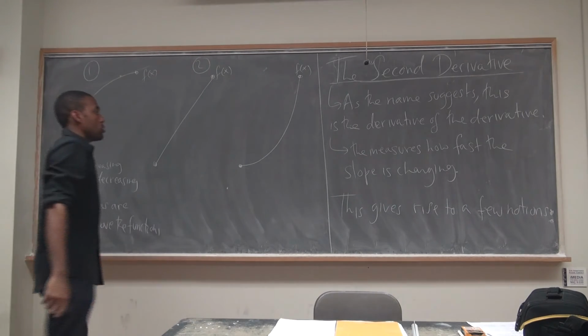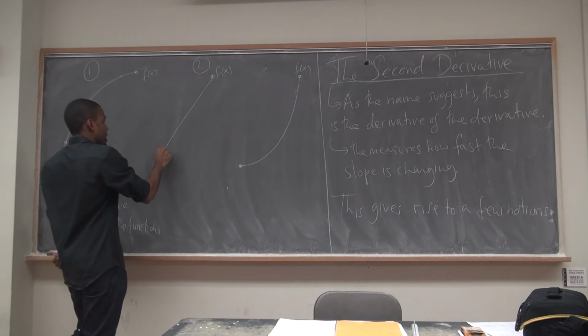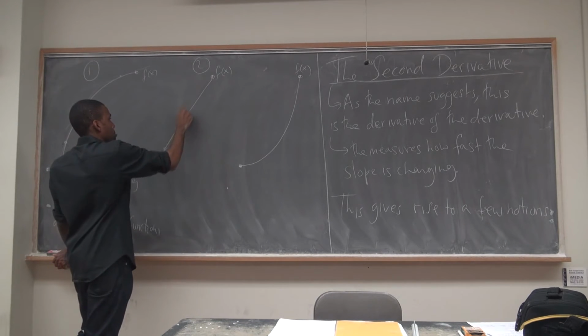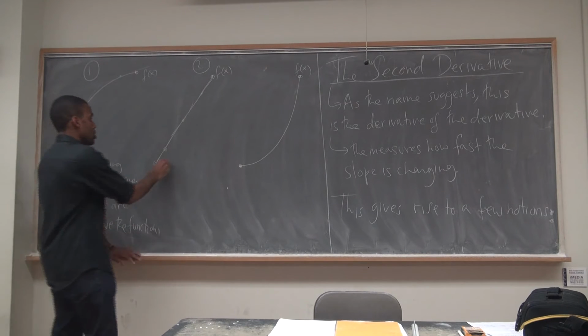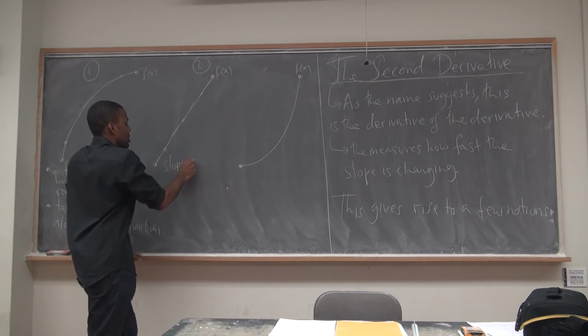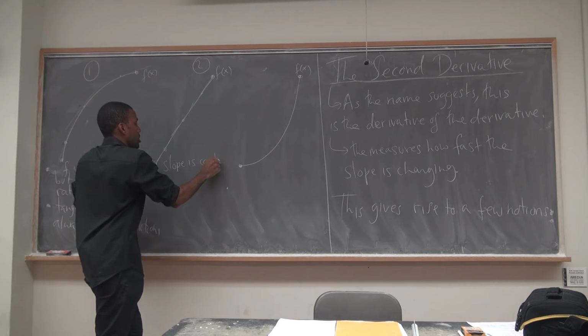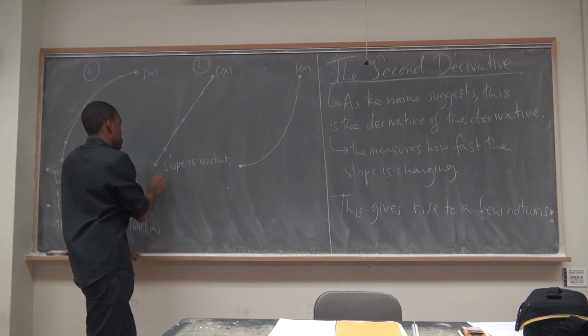Let's look at case 2. What do I know about the tangent line here? It's pretty much the function itself. Slope is constant, which means not changing.